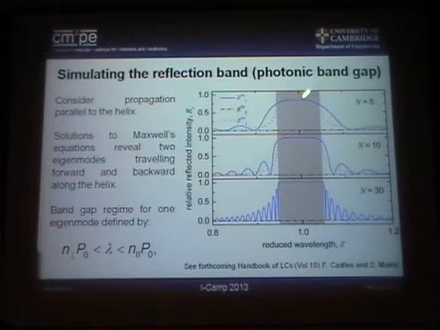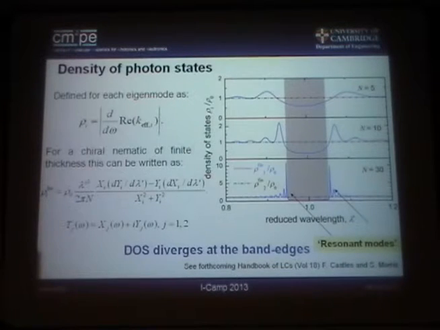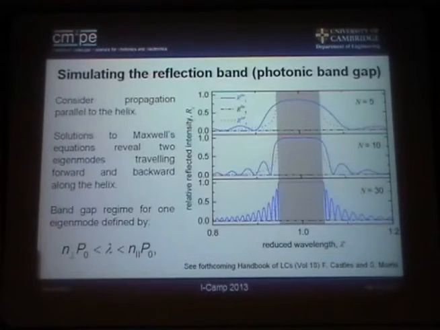And these theoretical results show, for different numbers of pitches going from 5 to 13, your nice well-defined band gap. And then the dotted lines here show, of course, the opposite sense of handedness of circular polarization, where there's no gap at all. Now, as I said, these are the important points, the two band edges.